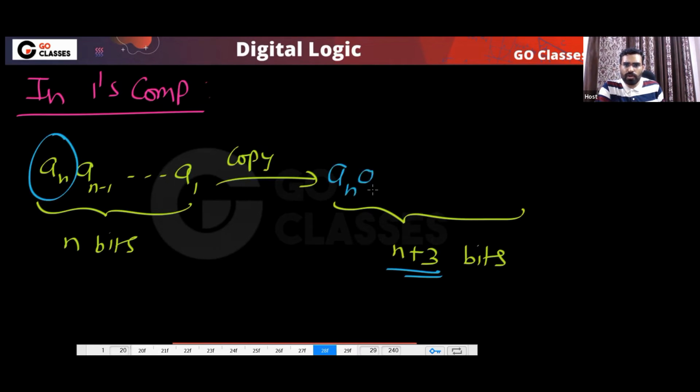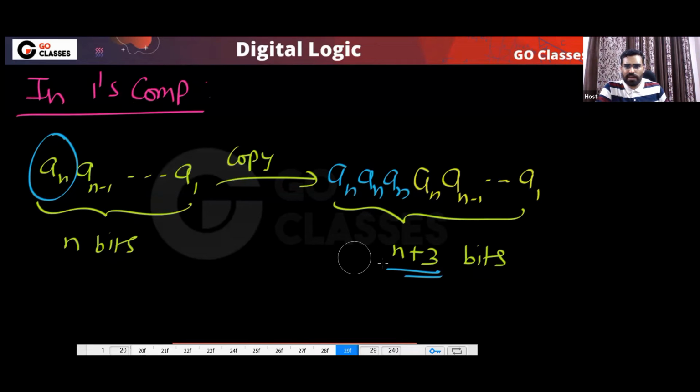So this sign bit you will copy a total of 3 times, and then the original data is as it is. Now you can notice there are a total of n plus 3 bits. Is this clear? This sign bit a_n is what you are going to copy. Very simple.